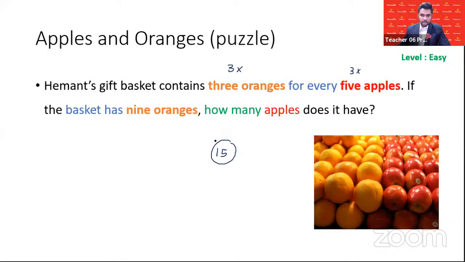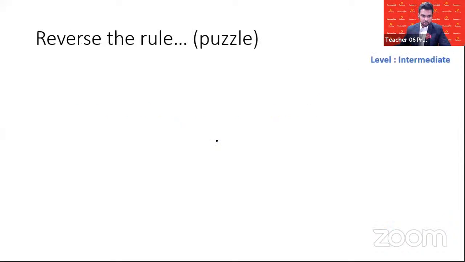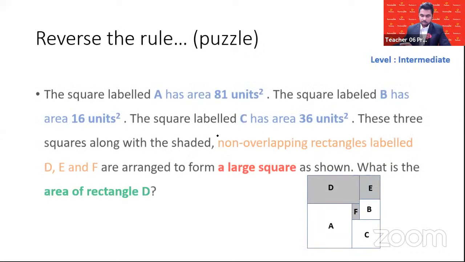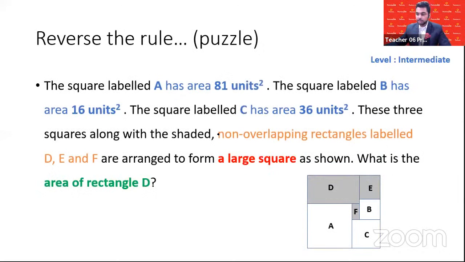Thank you for all the answers that you have posted in the chat box. We will now go for this last one. This is the puzzle for the day that you have to solve at home. What you are given here is a geometrical figure. Don't get worried about the question.